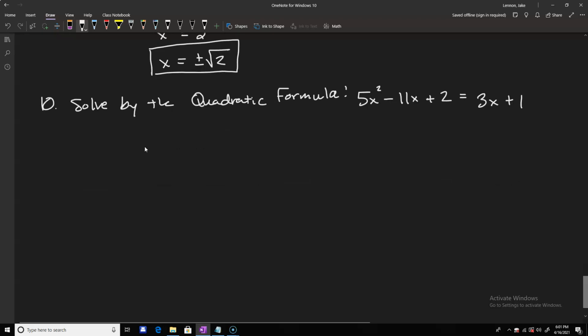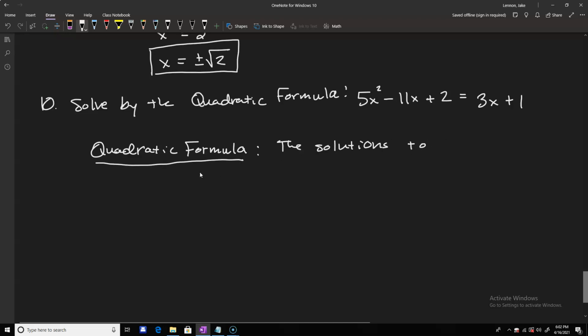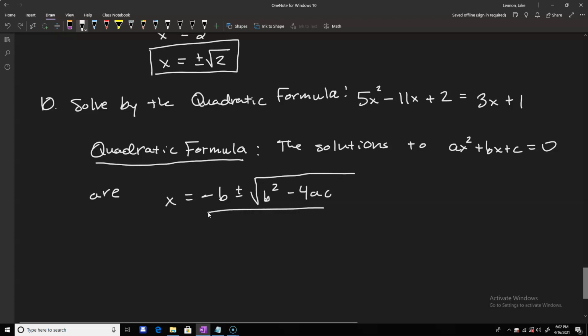Again, you don't have to memorize it, but if you end up using it a lot, it's good to have it committed to memory. So the quadratic formula says the solutions to ax squared plus bx plus c equals 0 are x equals negative b plus or minus the square root of b squared minus 4ac, with everything being divided by 2 times a.